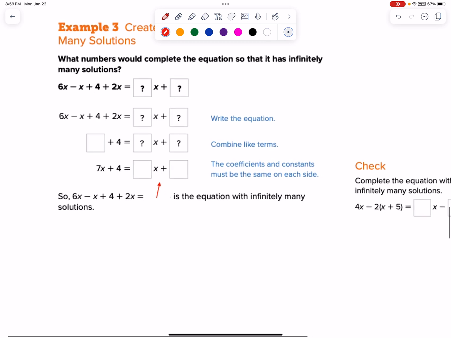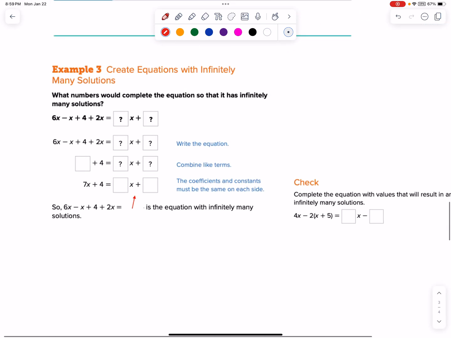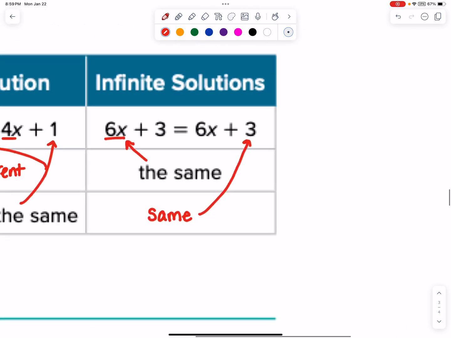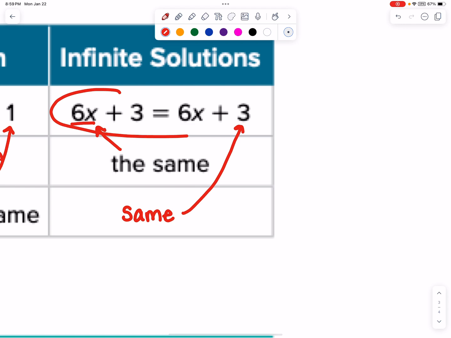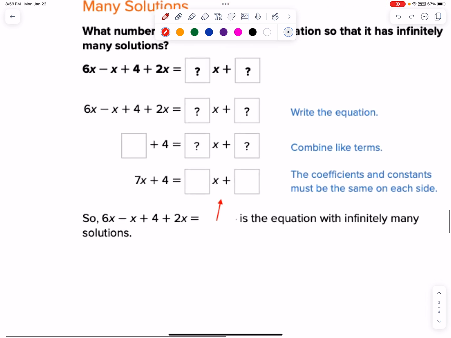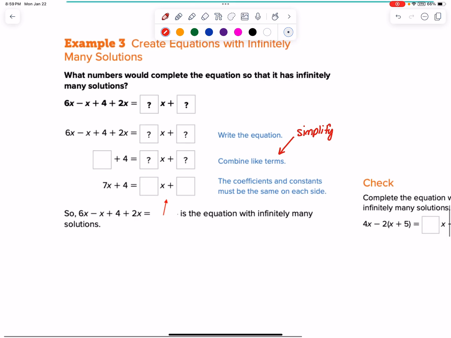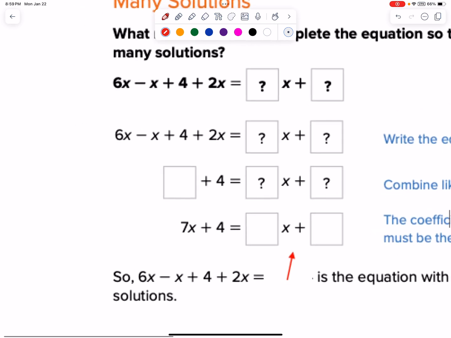So what numbers would we have to put in here so that the equation has an infinite amount of solutions? And infinite means that the expressions are the same on both sides. So that's what we're creating. So step one is still going to be simplify, and we know simplify means get rid of parentheses and combine like terms. So that's what we're doing here.